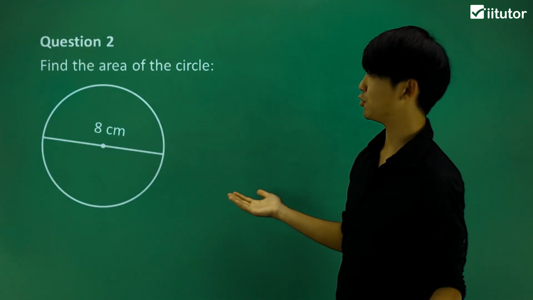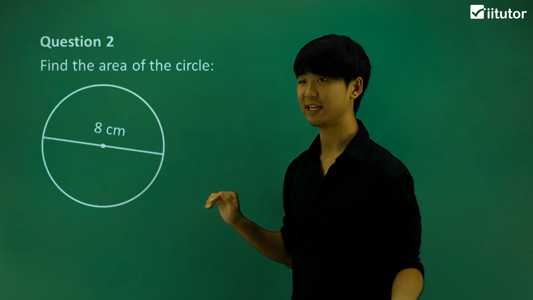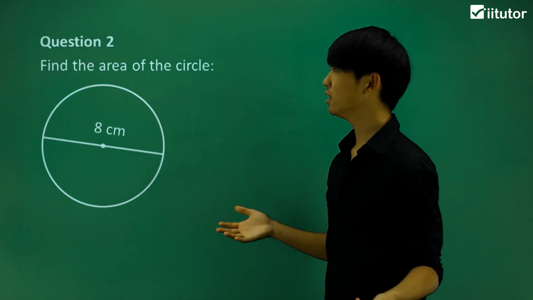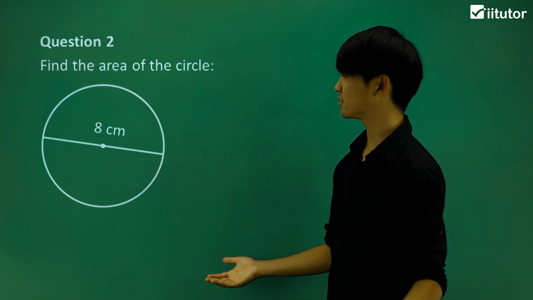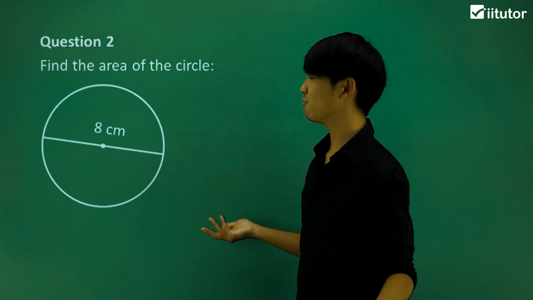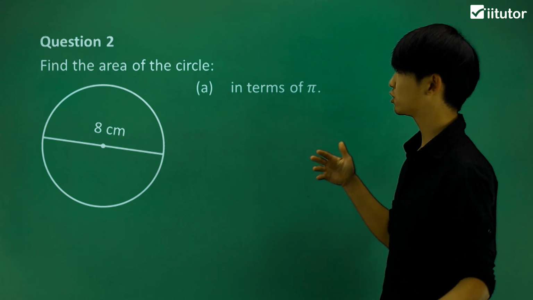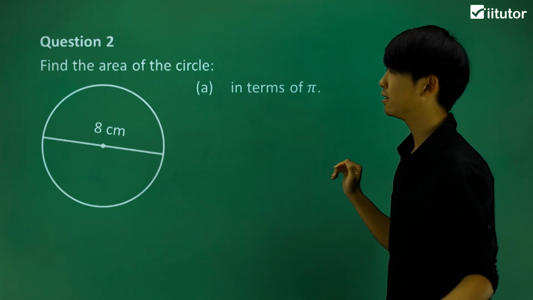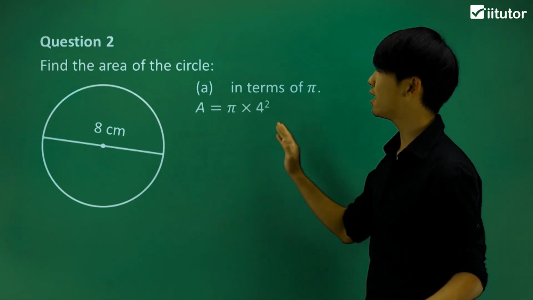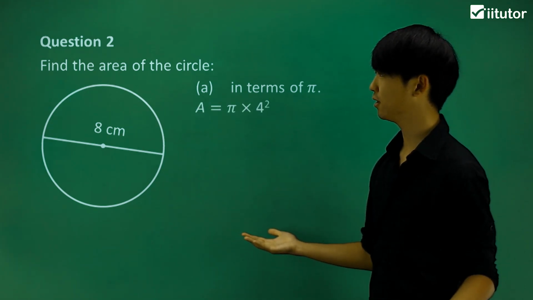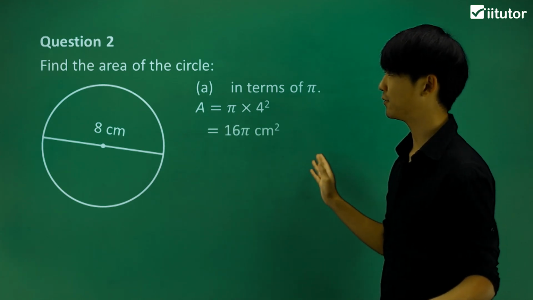Now moving on to question 2, we're going to find the area of the circle again, but they gave us a diameter of 8. We do know that my area formula, pi r squared, uses the radius. So if my diameter is 8, then my radius is going to be 4. Looking at part A, we find the area in terms of pi. Pi r squared, with radius 4, gives my area as pi multiplied by 4 squared, which simplifies to 16 pi centimeters squared.